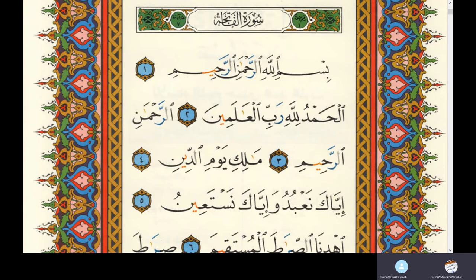Correct. And then Alhamdu, all praise. Alhamdulillah, lillah is to Allah. Belongs to Allah. Rabbi means Lord. Rabbil Alamin, Alamin means the universe, or all worlds. All worlds.